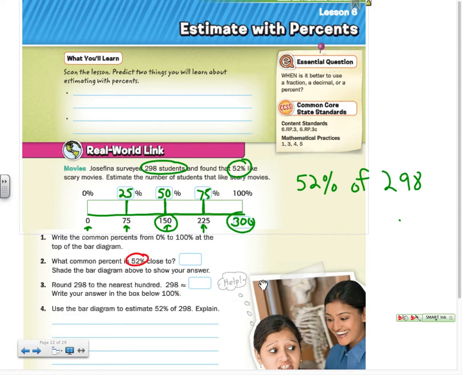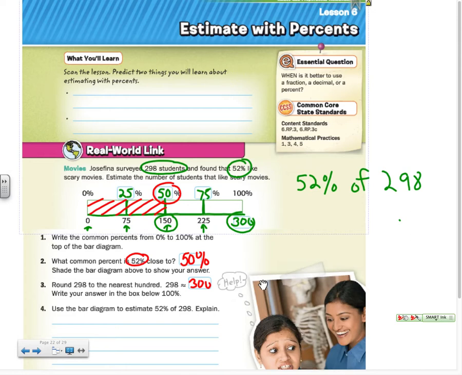So what common percent is 52% close to? Well, we can see right here, that's the 50%. And let's shade the bar diagram above to show our answer. So if I shaded 50% of this bar diagram, it would look like that. So we already rounded 298 to the nearest hundred, so 298 is about 300.